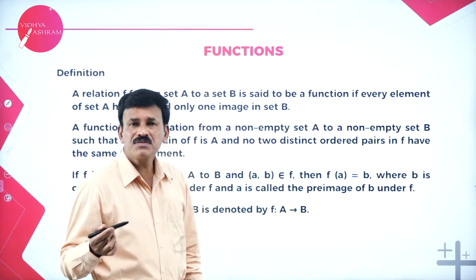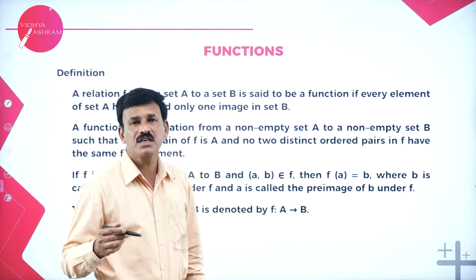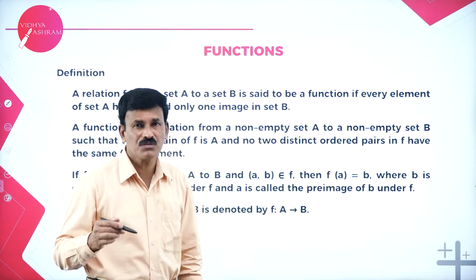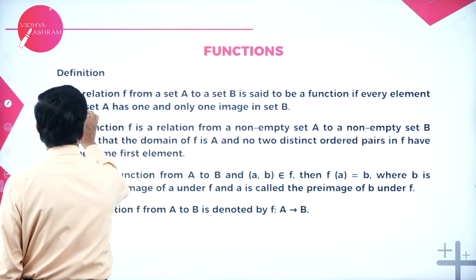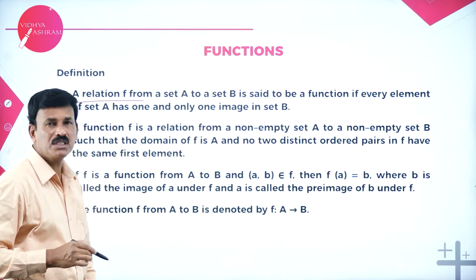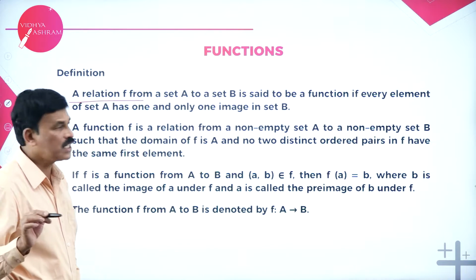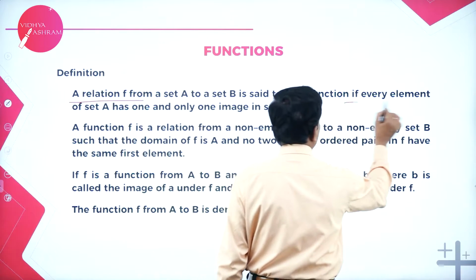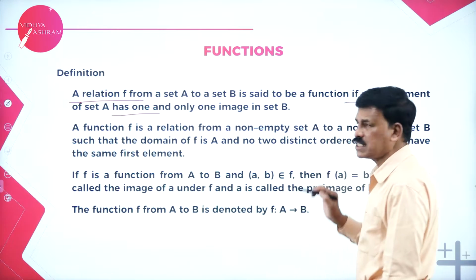Now in the previous class we have studied regarding a relation. Now, by knowing the relation, we will define the definition for a function. What is a function? First of all, it is a relation. A function is nothing but a relation from a set A to set B. A relation from a set A to set B is said to be a function. How are they related? If every element of a set has one and only one image in the set B.